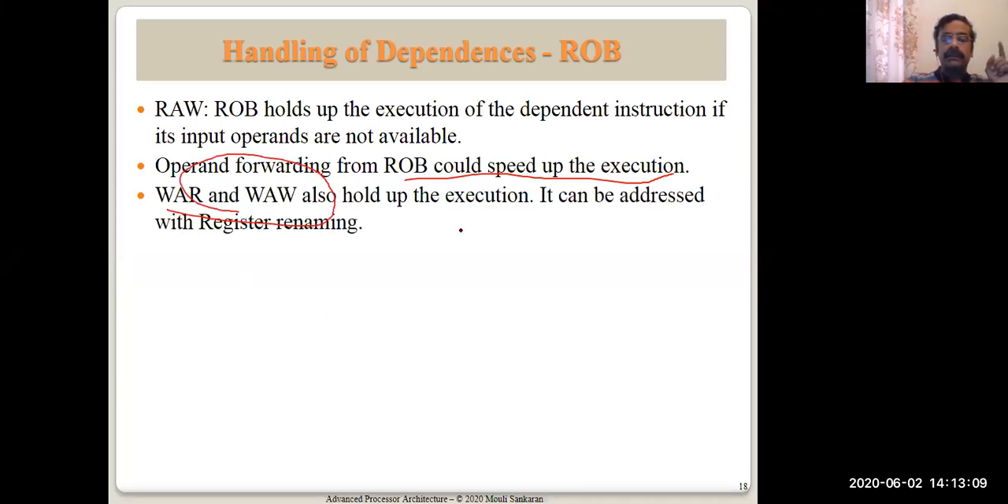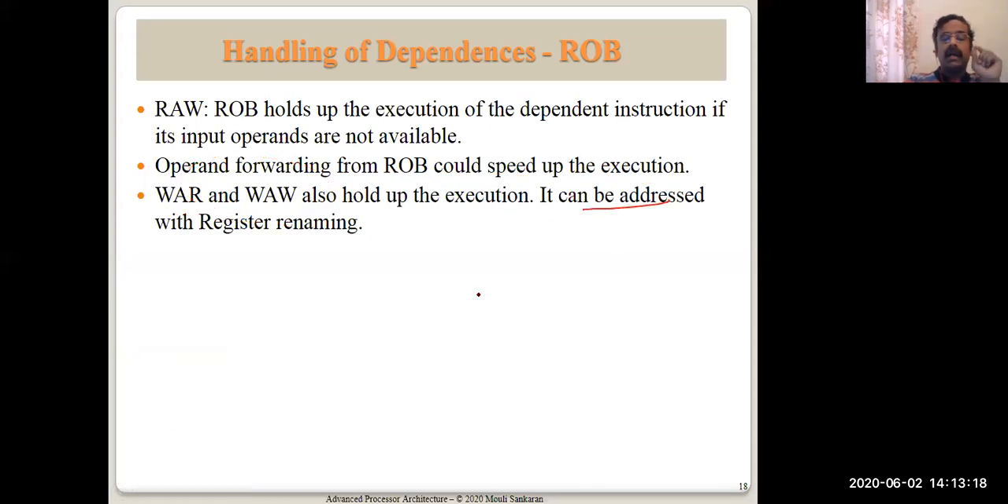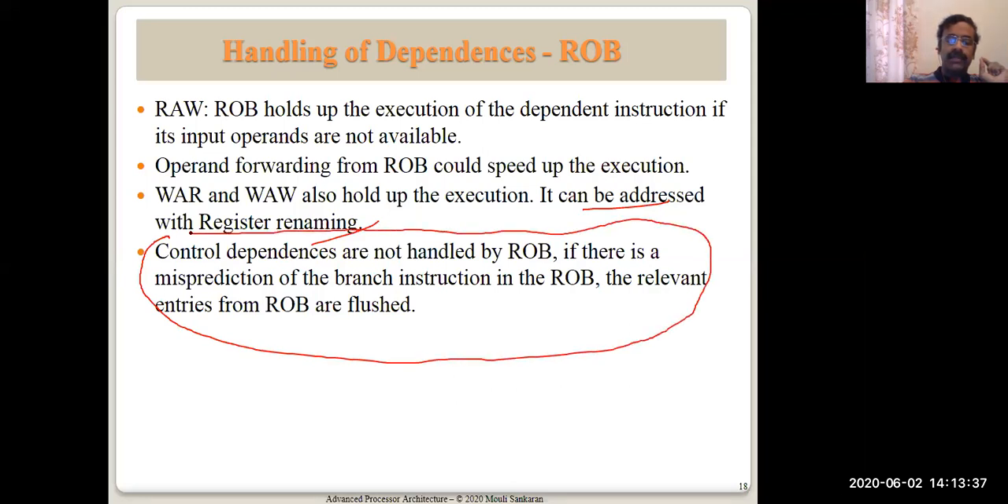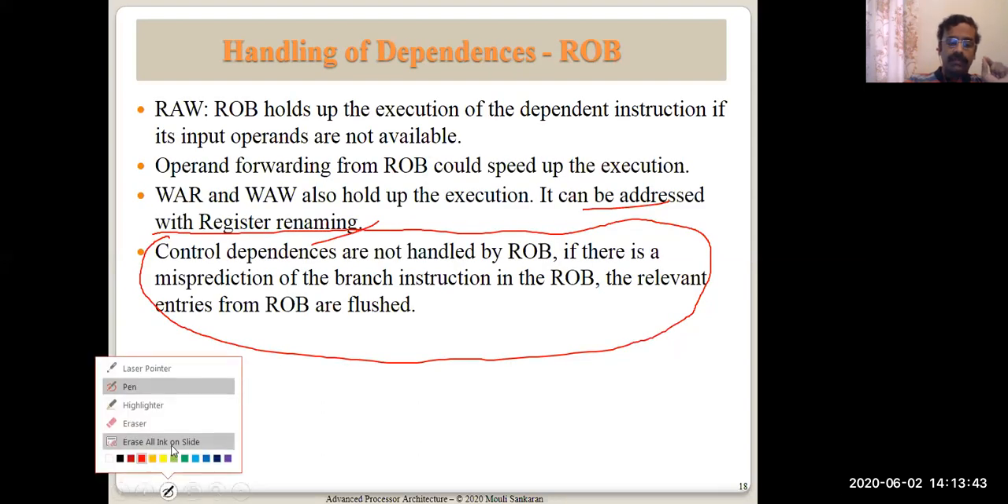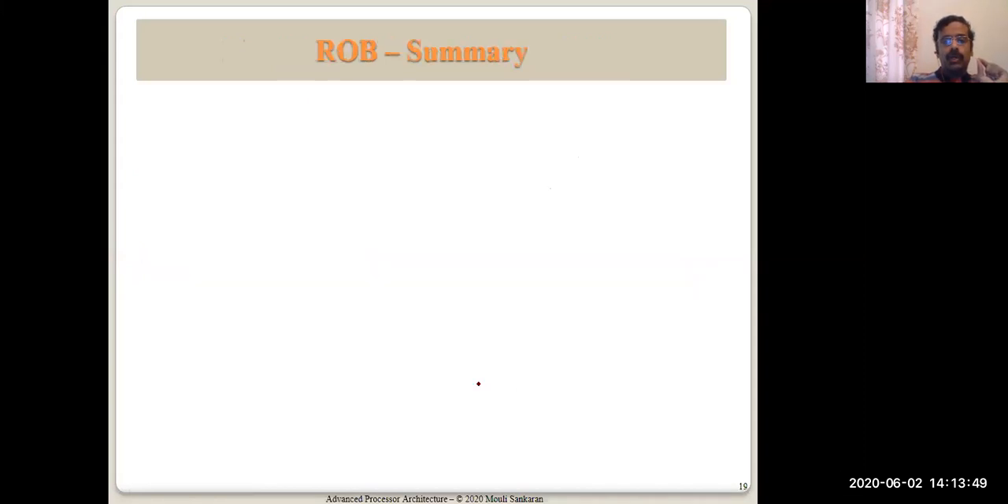So these hazards, we addressed with register renaming. I will not explain it again. You think about why it is helping. I already explained it. Control dependencies are not handled by ROB. What I mean by control dependencies is, if there is a misprediction, this bullet you may not understand fully because I have not spoken about prediction and branch prediction. So I will hold the discussion till maybe tomorrow.